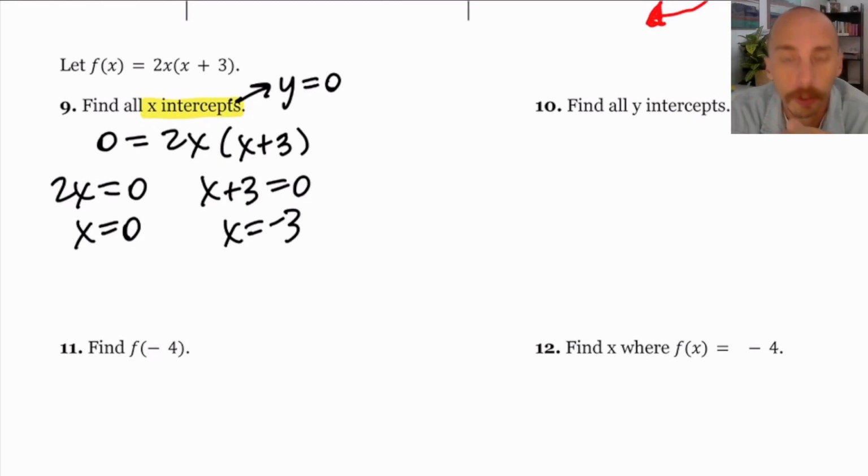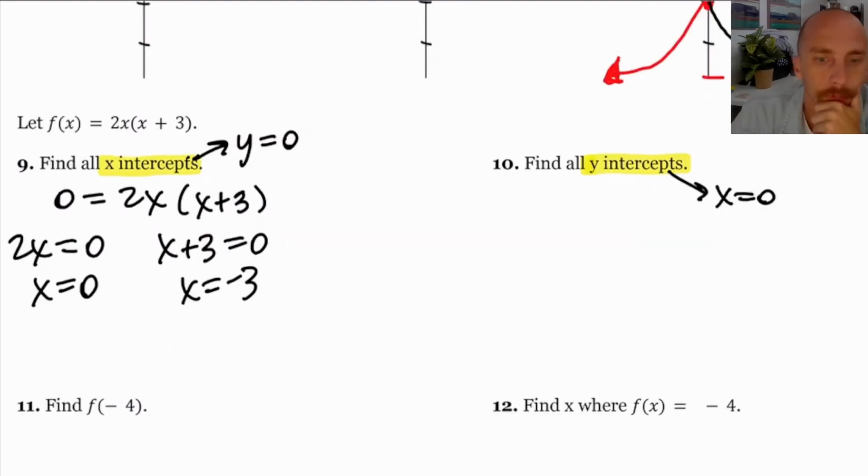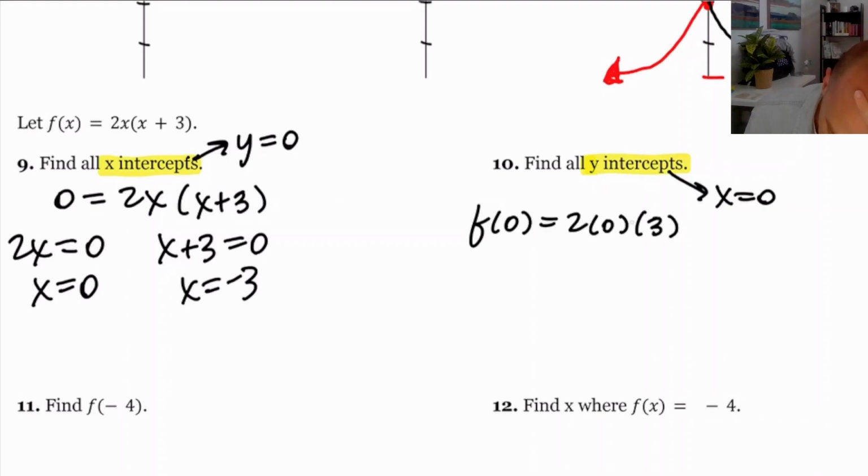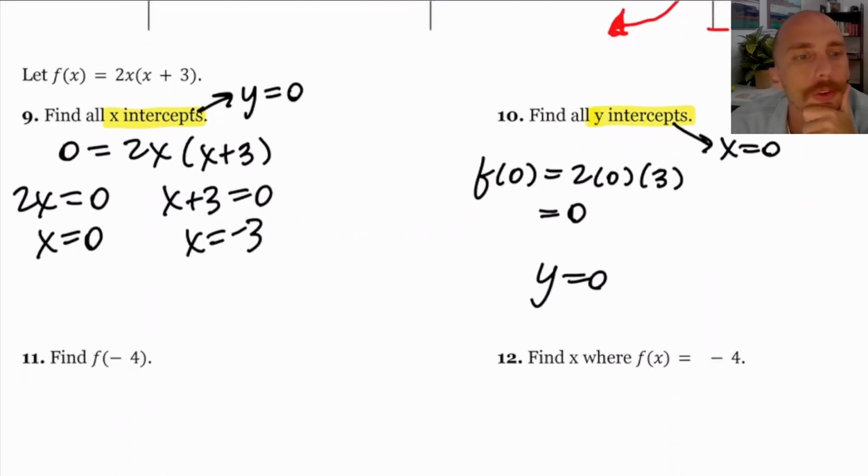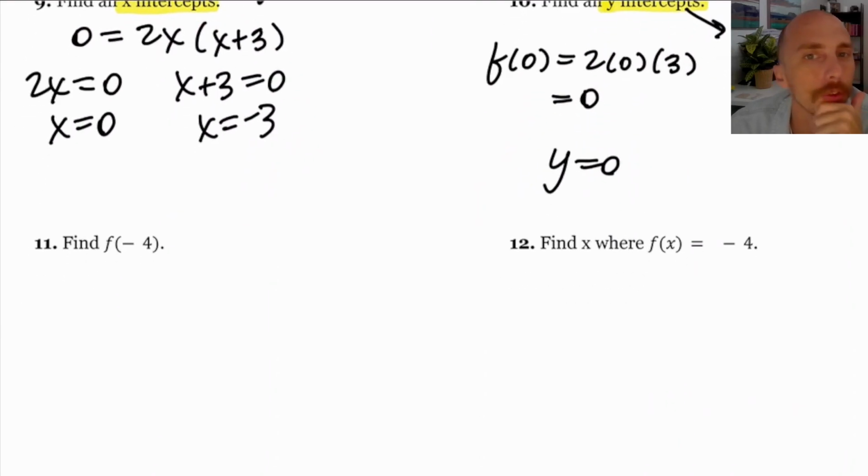Okay, find all y-intercepts. Y-intercept, that's going to be a place where x is equal to 0. Now, if f is a function, then it's not going to be able to have more than one place where x is equal to 0. So we just say, okay, f of 0 is equal to 2 times 0 times 0 plus 3, and that's going to equal 0. So that would be y equals 0. And we'd already seen that x equals 0 was an x-intercept, so that would mean that y equals 0 is going to be a y-intercept as well. I'll let you think about why that's true.